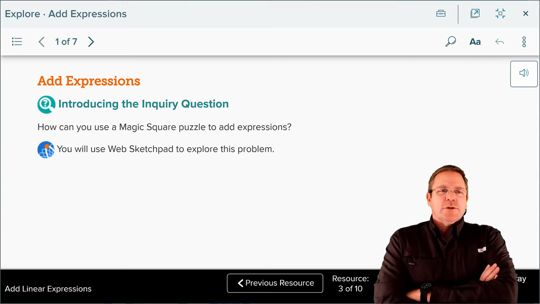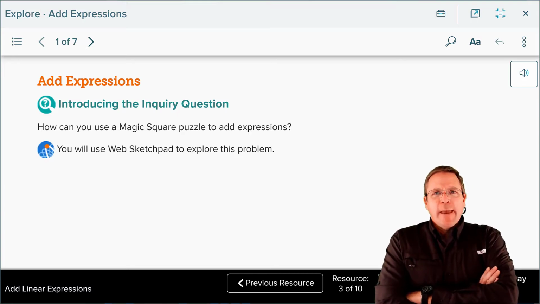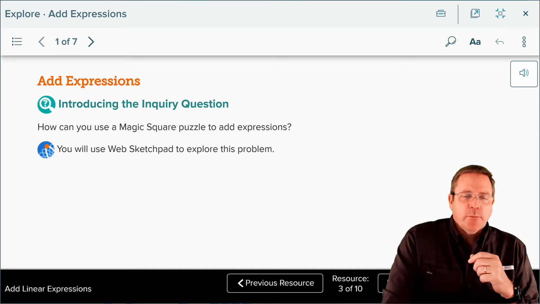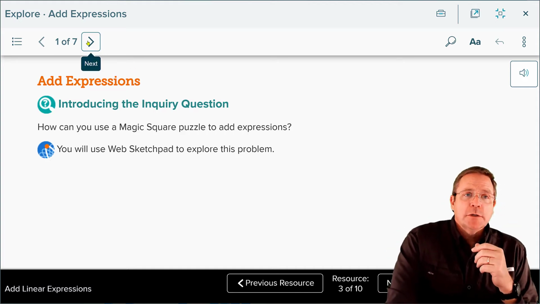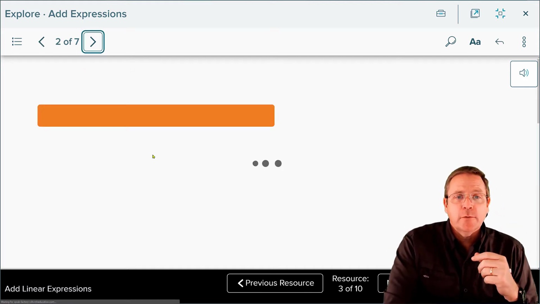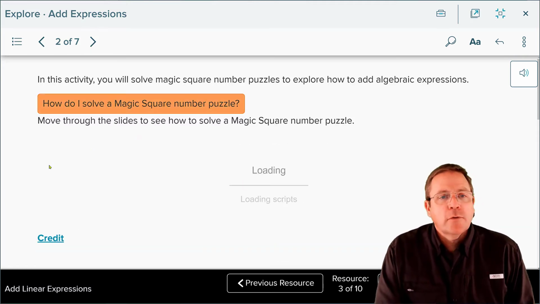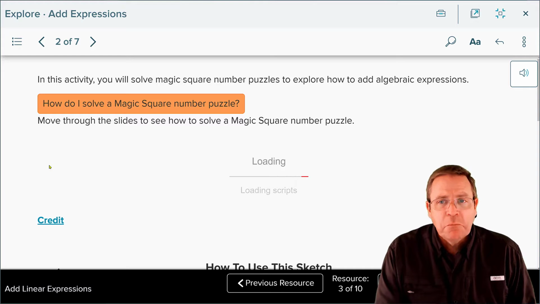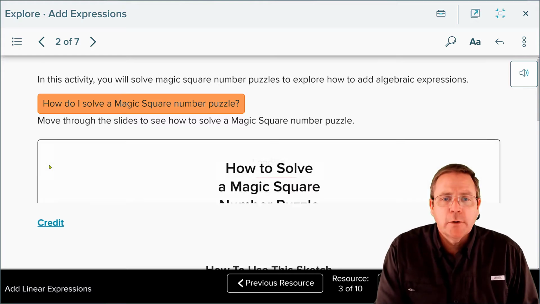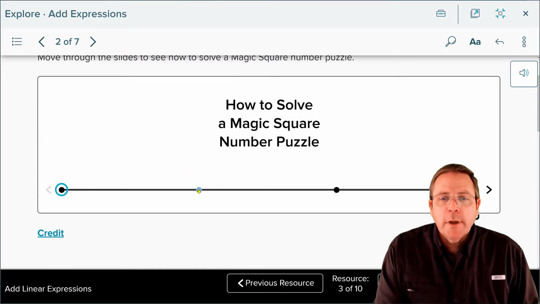Our inquiry question asked, how can you use a magic square puzzle to add expressions? Well, that's a really good question because I don't even know what a magic square puzzle is, so let's find out. It gives us this little thing about how to solve a magic square puzzle, so let's look at that. Maybe we'll learn something good. How to solve a magic square puzzle?